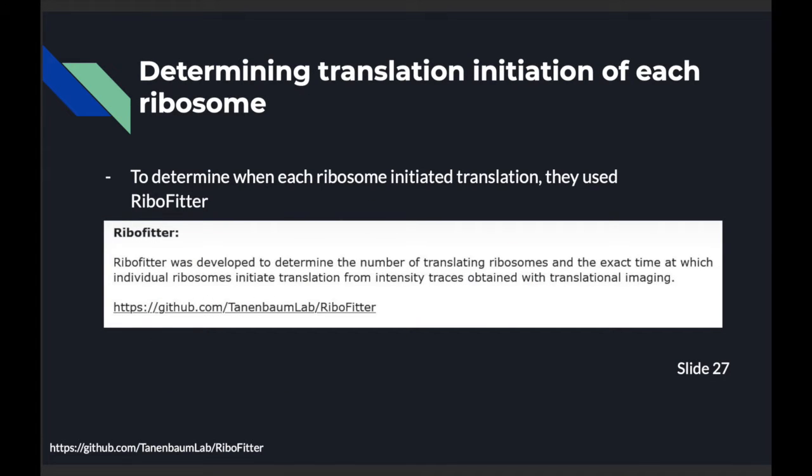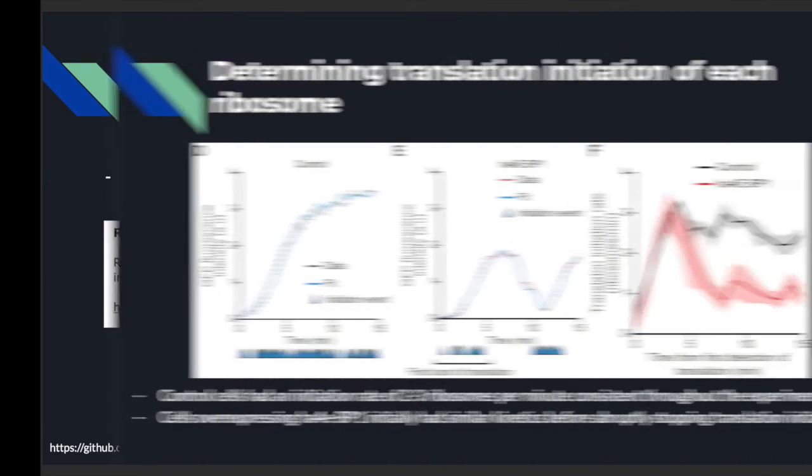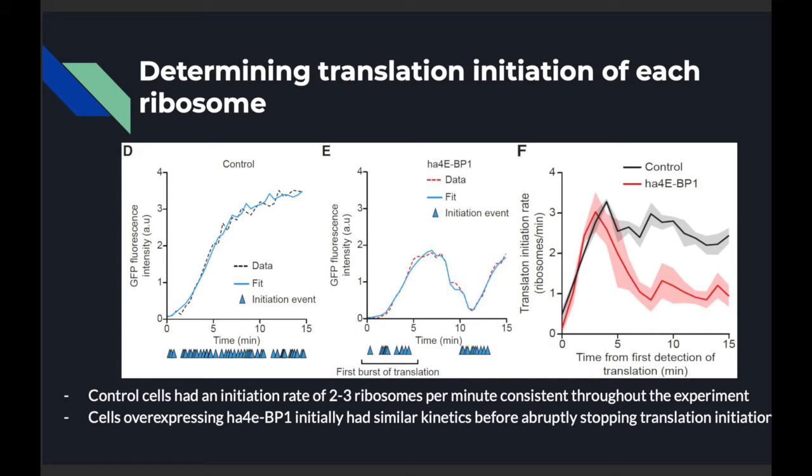They also looked at determining the precise moment of translation initiation, which was done using their own program called RiboFitter. RiboFitter is a program that's used to determine the precise moment at which each ribosome initiates translation using fluorescence intensity. And so each peak in fluorescence represents translation initiation by a single ribosome. Here they found that the control cells had an initiation rate of approximately 2 to 3 ribosomes per minute, which was constant throughout the experiment.